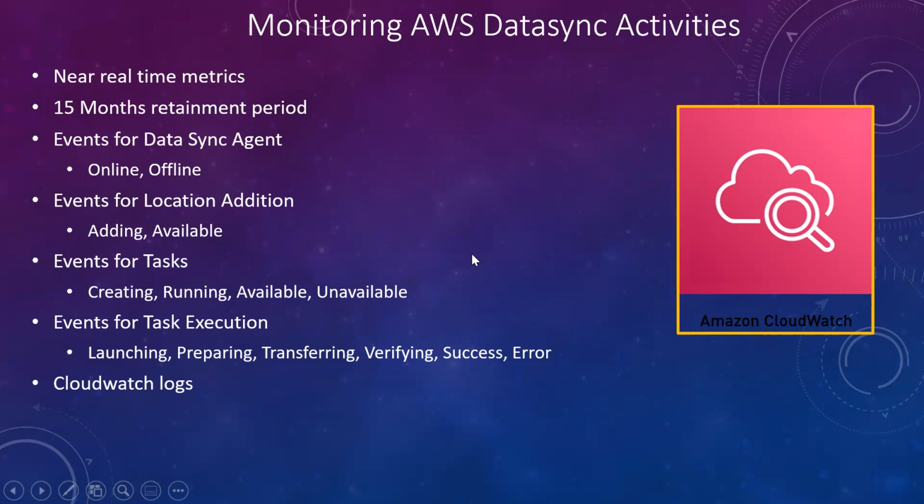Agent events represent if the agent is online or offline. Offline basically means that the VM is unhealthy or the agent health status is not healthy. Location events show the progress of a location being added and the location now available for use. Task events are about creating an NFS location and creating a task. Running is for showing that the location has been mounted successfully and is ready. Available status shows that the task is now ready for use. Unavailable status denotes that the task is not configured properly.